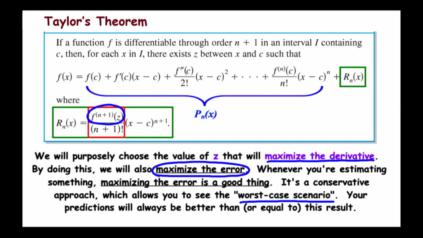So, long story short, sorry for the babbling, I want to pick a value of z that's going to inflate this as big as I possibly can, to make my error as large as I possibly can make it. That way I can claim, hey, the answer is going to be between this and this, and I won't look like a liar or a fool. My prediction will always be better than or equal to what I claim. Okay, so hopefully that's making a little bit of sense. Let's move on and talk more about the z.